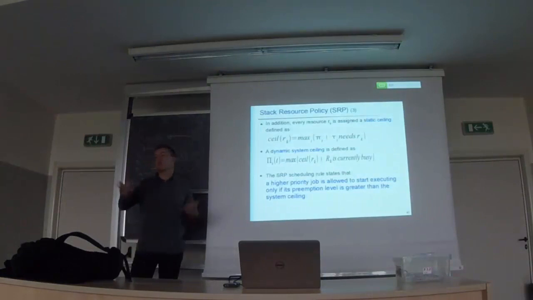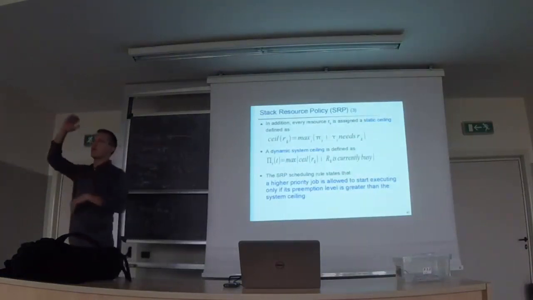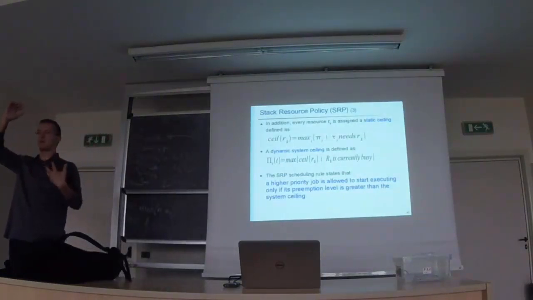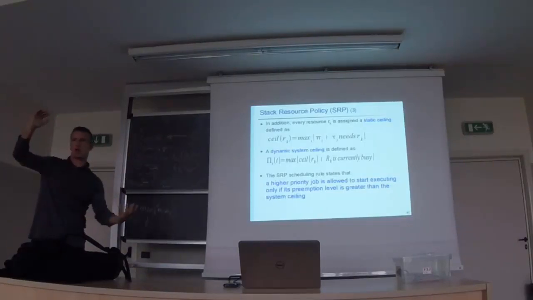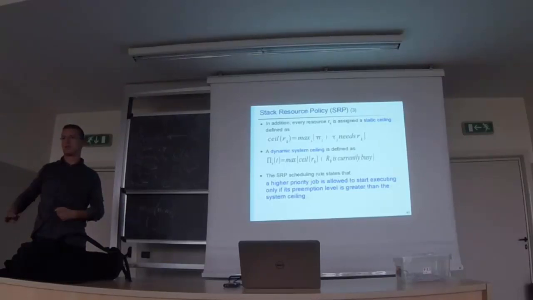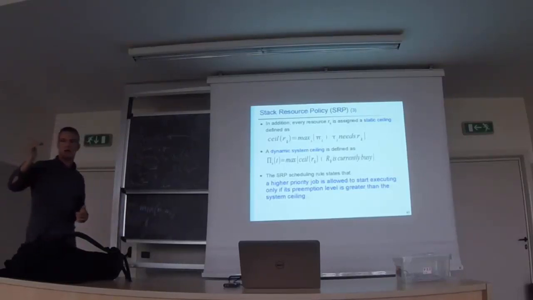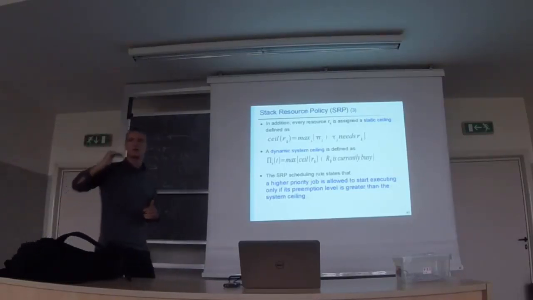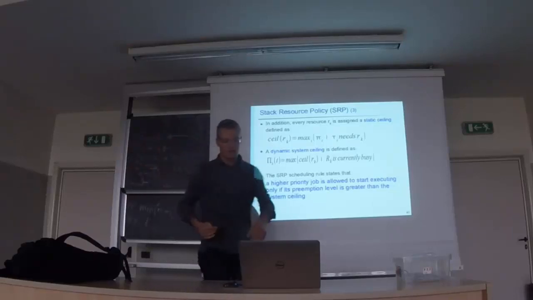Priority ceilings are basically the highest preemption level among tasks that may potentially access a resource. The more resources are blocked, the higher is the ceiling. The fewer resources blocked, the lower is the ceiling. I can start only if my preemption level is above this dynamic ceiling.